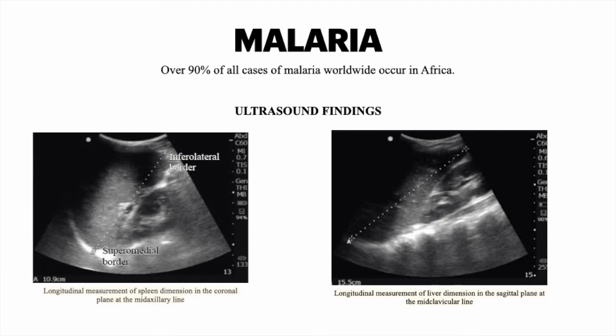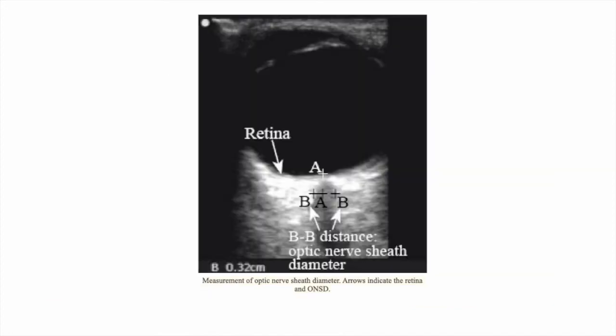Okay, let's talk about malaria, which is a very known disease here in West Africa. The most common finding on ultrasound is splenomegaly, and in case of B scan or I scan, a lot of research has been done about the measurement of the optic nerve sheath, which is very precise. It can give you a good reference about the diagnosis and the complication of malaria. In this case, it was cerebral malaria.